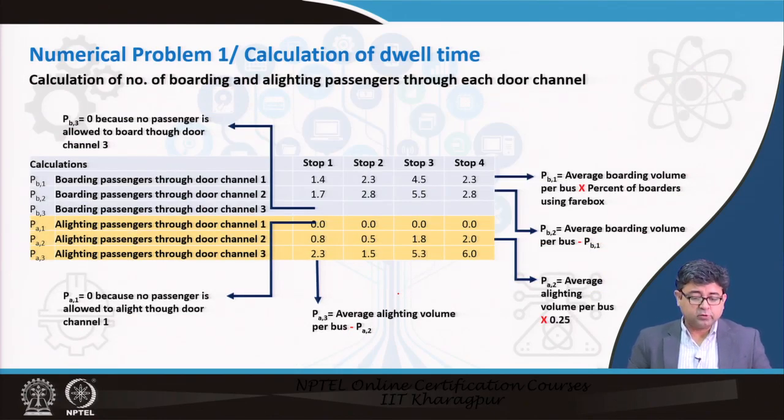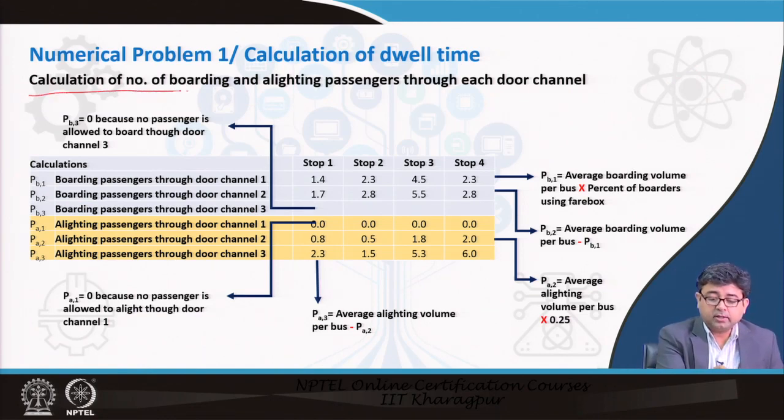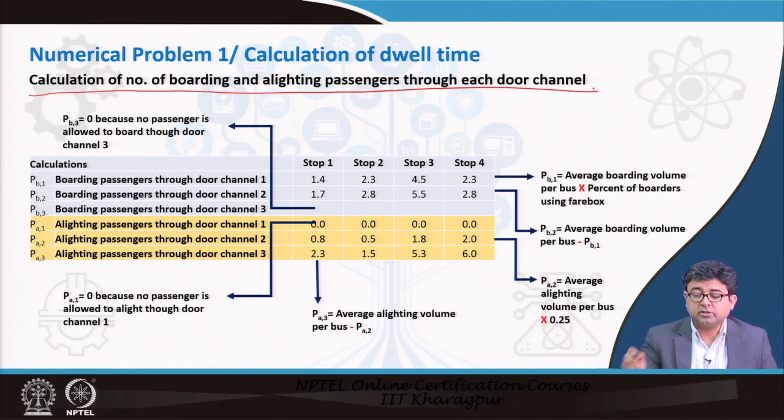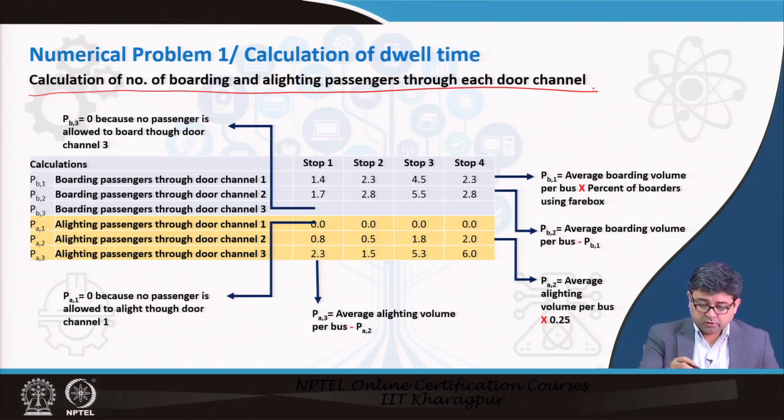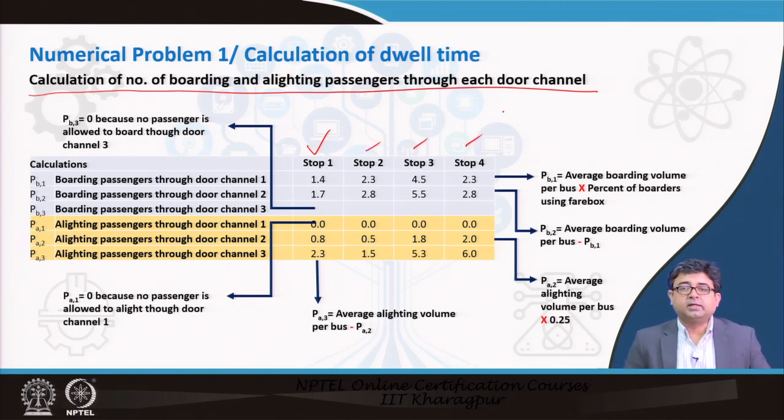So, first what you would like to do is calculate the number of boarding and alighting passengers through each door channel, right. So, remember it is not the door, but the door channels. Like we discussed, one door has two panels, that may create two channels, right. So, in order to do so, I will just go through the calculation for one stop, and you may do similar calculations for all the other stops, but anyhow the answers are shown here, just follow through these answers.